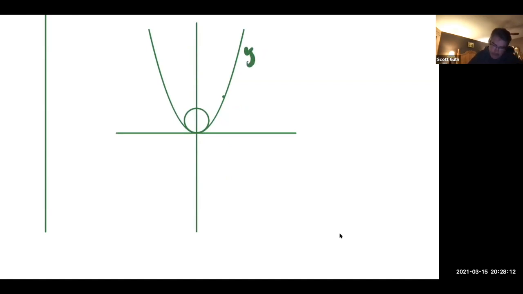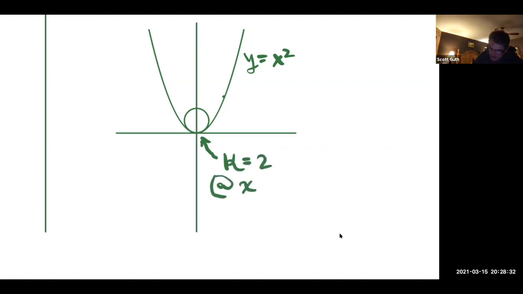Okay, so I think you remember that this is y equals x squared. At x equals 0, kappa was 2. And that means, what I want to do is say right there is the center of the oscillating circle, and that's a circle of radius 1/2.